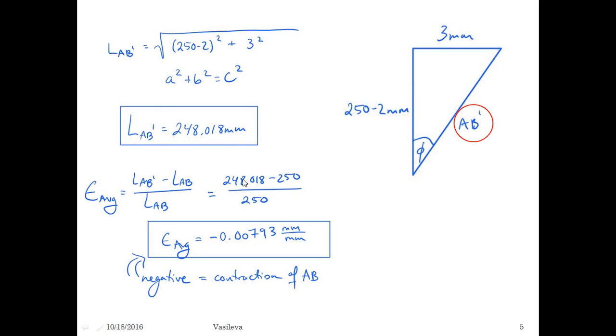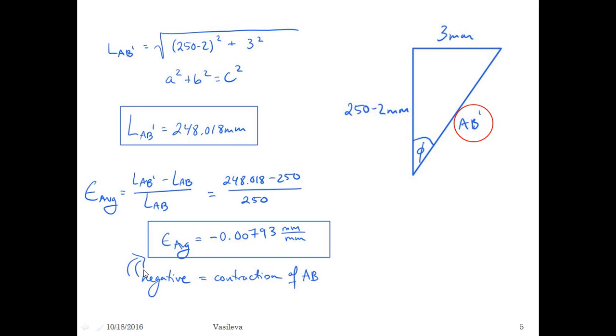So from there, I use the equation for normal strain: new length minus original, divided by original. So the original length of AB was 250. So I end up with normal strain equals negative 0.00793 millimeters per millimeter, or you can just leave it dimensionless, it doesn't matter. So I end up with a negative normal strain.